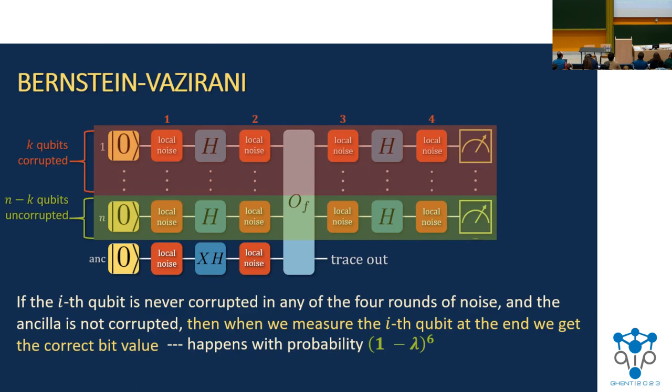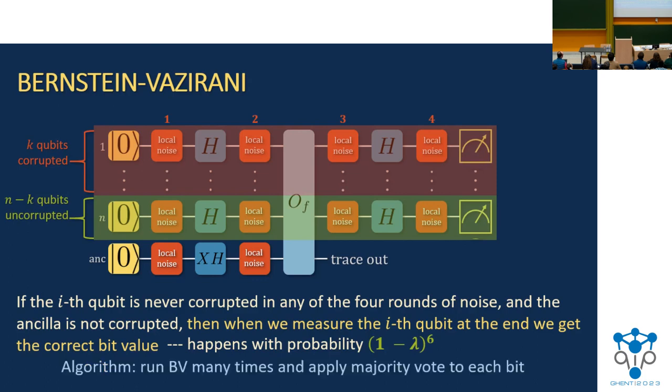And so this is going to happen with probability 1 minus lambda to the 6th. When lambda is a sufficiently small constant, things are fine. And so the algorithm is very simple. You just run Bernstein-Vazirani many times and apply a majority vote to each bit to figure out what this underlying string is. So this is super simple. And it's just sort of like a warm-up to show you that you can get interesting speed-ups even in NISQ. But this might not be super surprising because Bernstein-Vazirani is a very low-depth algorithm.